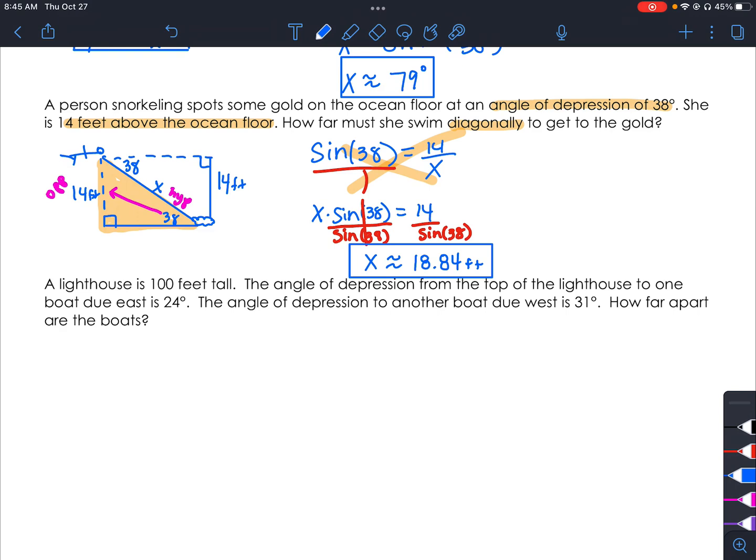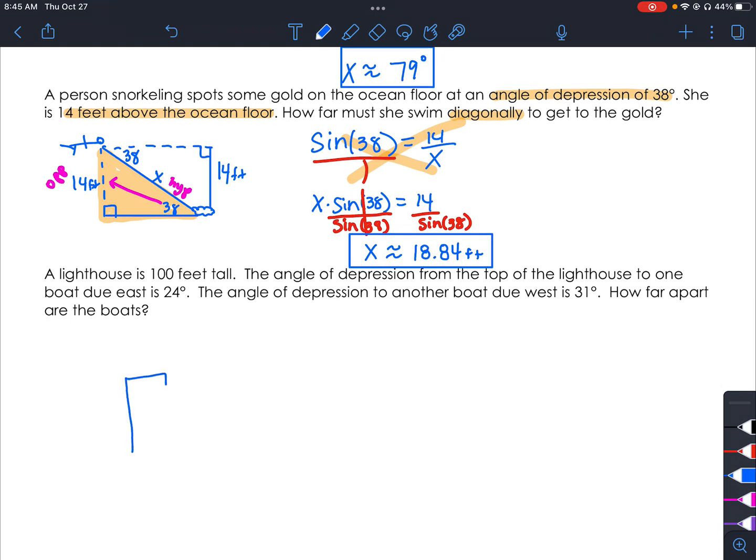This last one is a big challenge. So if you want to try out the picture on your own, you can. Or you can just look here. The lighthouse is 100 feet tall. Here's my lighthouse, and it's 100 feet. The angle of depression from the top of the lighthouse to one boat is 24 degrees. So angle of depression going down like this. And there's a boat here, and it's 24 degrees. The angle of depression to another boat due west is 31 degrees.